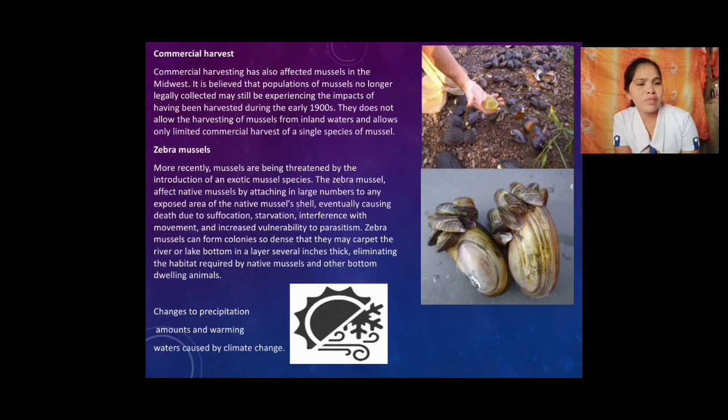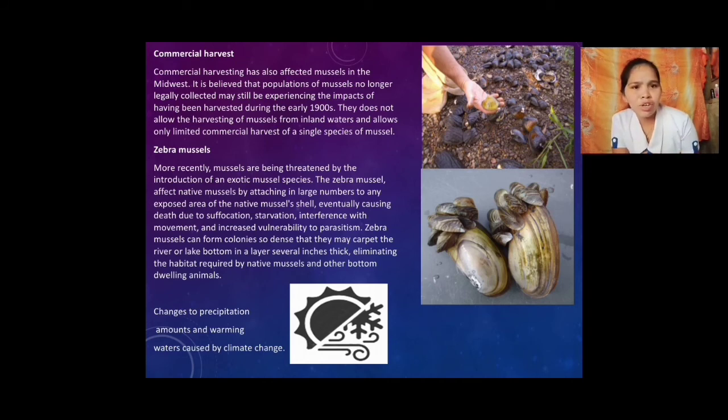They do not allow the harvesting of mussels from inland waters and allow only limited commercial harvest. Next is zebra mussels. More recently, mussels are being threatened by the introduction of an exotic mussel species. The zebra mussel affects native mussels by attaching in large numbers to any exposed area of the native mussel shells, eventually causing death due to suffocation, starvation, interference with movement, and increased vulnerability to parasitism.